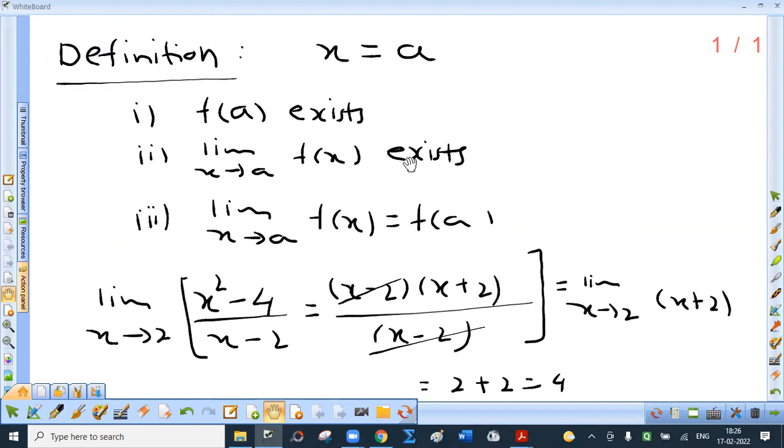I'll again tell you this definition. A function f is said to be discontinuous at a point x equal to a if, number 1, f of a exists. Number 2, limit x tends to a, f of x exists. Number 3, limit x tends to a, f of x equal to f of a. If at least one of the above conditions fails at x equal to a, then the function f is said to be discontinuous at x equal to a.